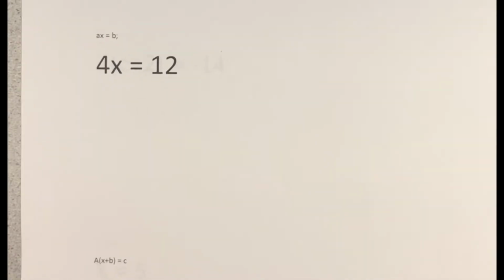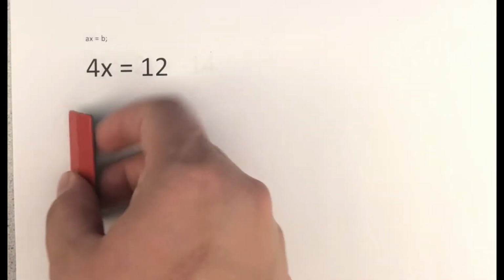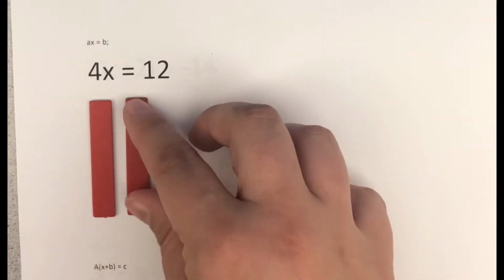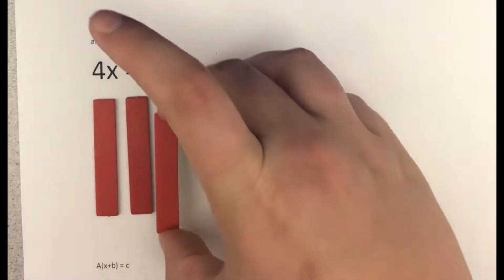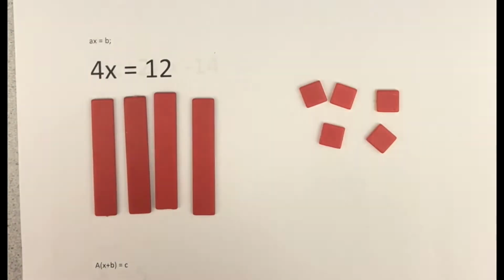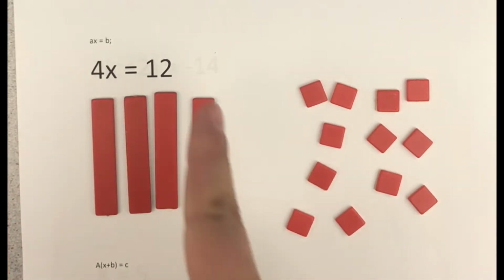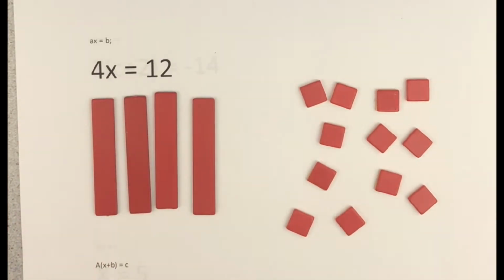So we'll use our first example here, 4x = 12. So we'll get our 4x. We know that these rods are x's. So what we have to do first is isolate the x. Luckily, we only have x on this side. There's no other numbers that we have to worry about. So the best way to isolate x would be to break this up into 4 groups.